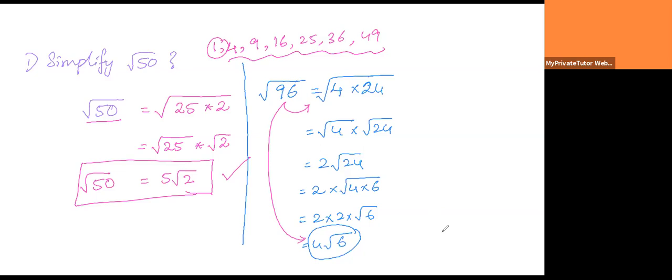Let's try little difficult questions. Just a moment. So how do you simplify this question? See, we don't have a square root in the denominator. So how do you simplify this question? Simplify this square root.